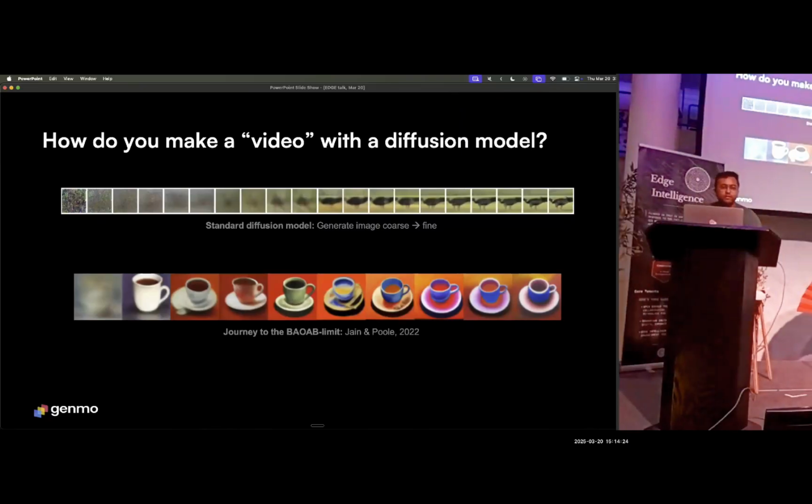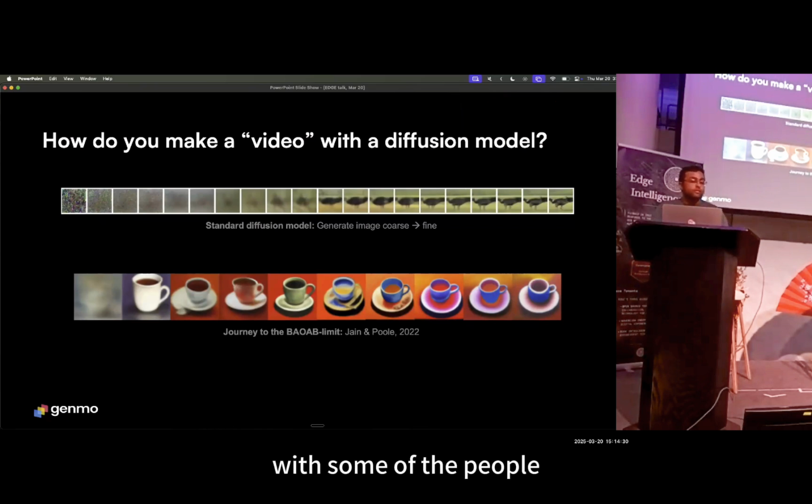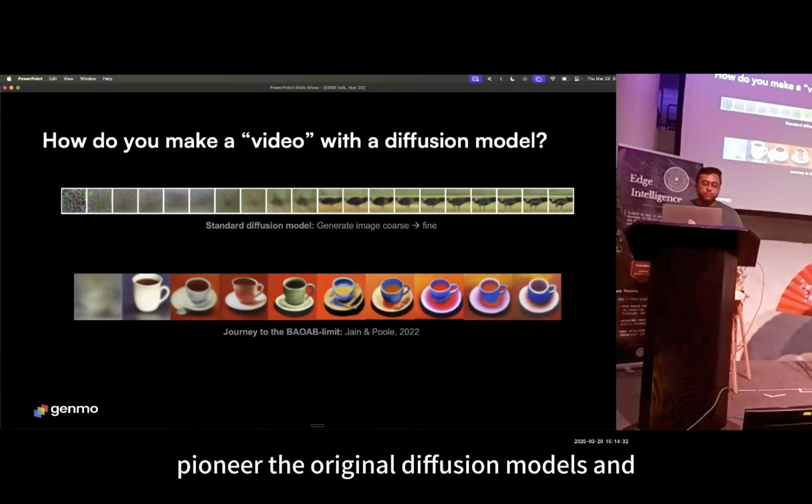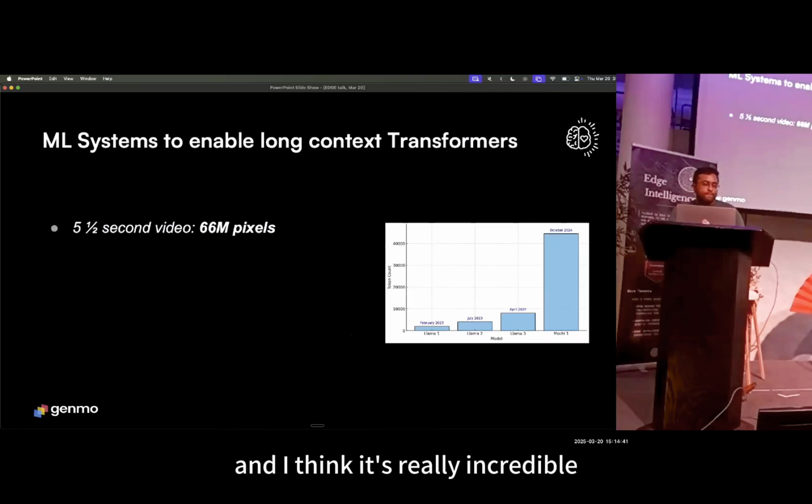And so, continuing here, what I'm really excited about is how do you make a video with diffusion models? Our team includes some of the people who actually pioneered the original diffusion models. You have essentially a process that, from noise, creates images. And I think it's really incredible.